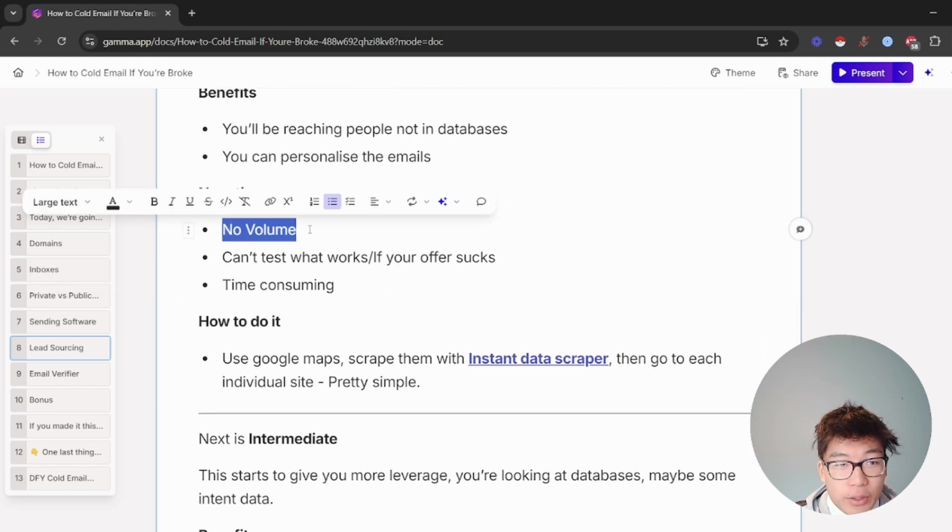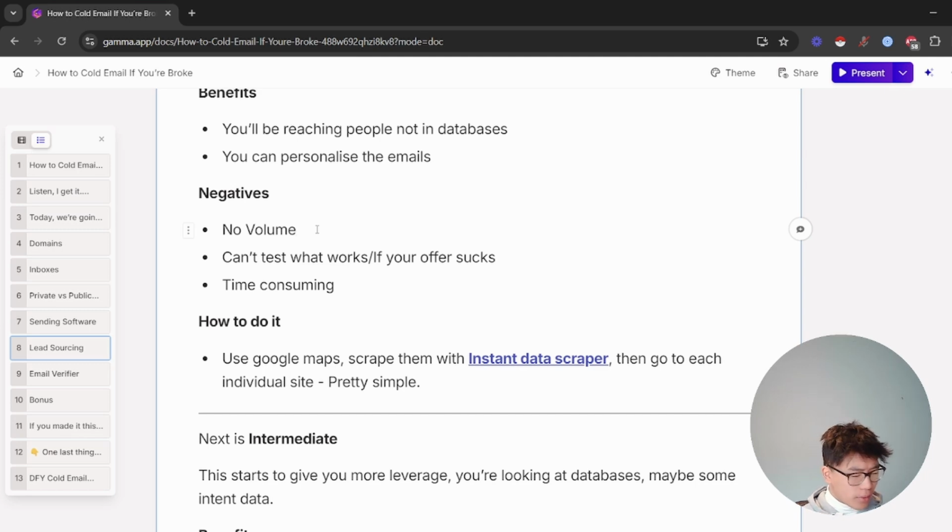So obviously no volume. You literally have to go to their site, go through, find their emails, find their personalization, open an email tab, or already have it open, copy and paste your template in, personalize the line that you need, and then you send it off. And you have to do that again, and you have to keep doing that. It just takes forever. There's a reason these platforms exist to do it.